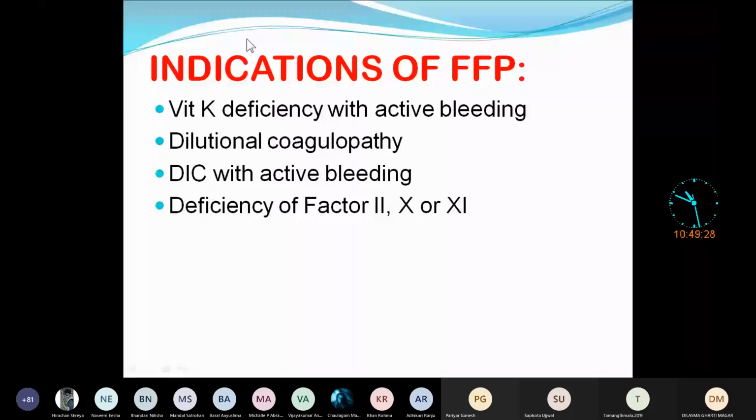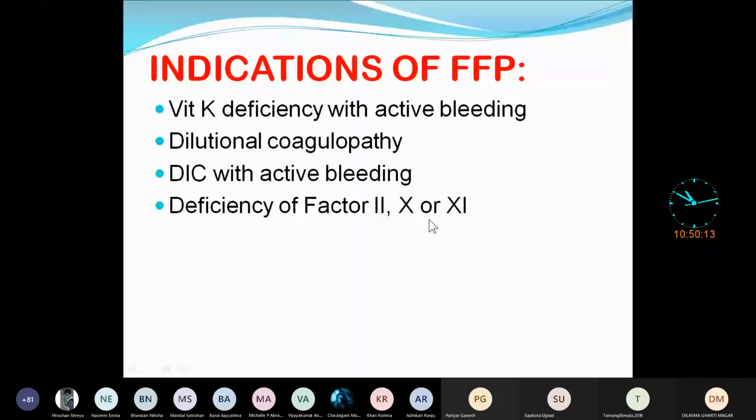So here, in case of the DIC, which two systems will be activated? Coagulopathy or the clotting factors will be activated. It will cause the clotting of the blood, as well as the fibrinolytic system will also be activated, isn't it? So blood is clotting, and at the same time that clot is also lysed, isn't it? So the fibrinolytic system will also be activated. So there will be active bleeding, and whenever we give the fresh frozen plasma, it will lead to the stoppage of that bleeding. And we can give the fresh frozen plasma in the deficiency of factor 2, 10, and 11 also.